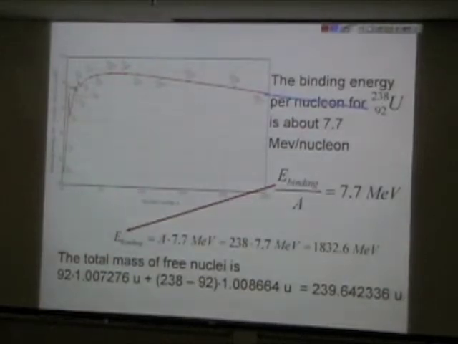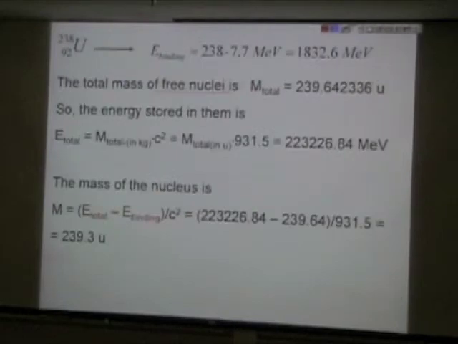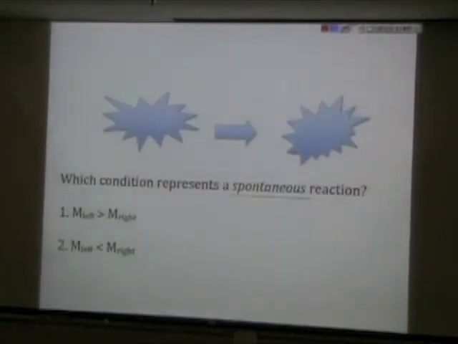What is it again? It's the difference between the rest energy of this nucleus and the total rest energy of all 238 individual nucleons. Well, this is my next question.